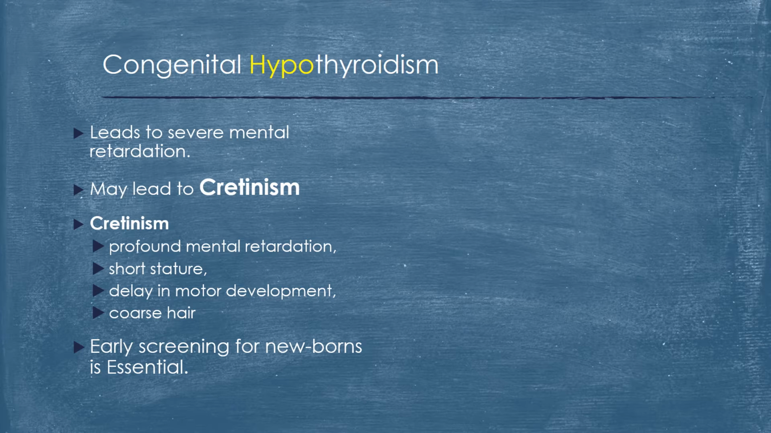And cretinism, when it manifests, means that we have discovered the hypothyroidism in the child late, because we have short stature, coarse hair, and delay in motor development. So it is a syndrome. But in the early days, we have mainly the mental retardation affected. This is late. This is late.